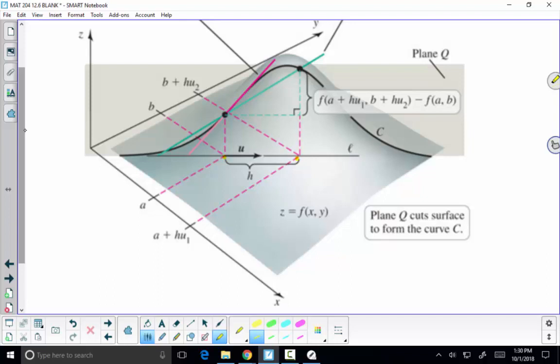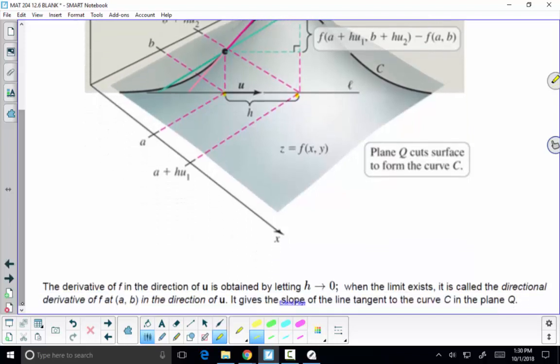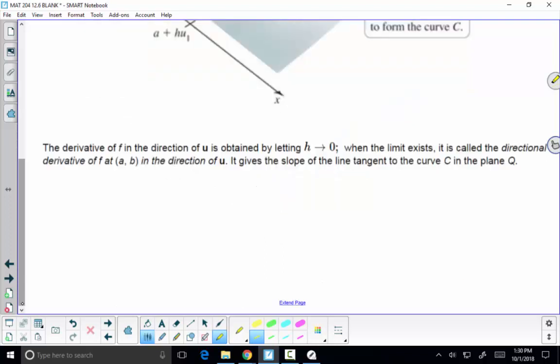Okay, so that's what we got. And then down here they tell us the derivative of f in the direction of u is obtained by letting h go to 0. When the limit exists, it's called the directional derivative of f at (a, b) in the direction of u.